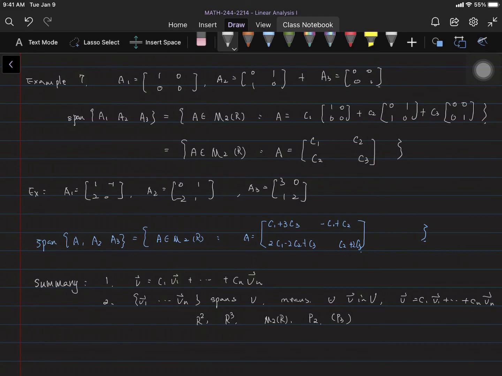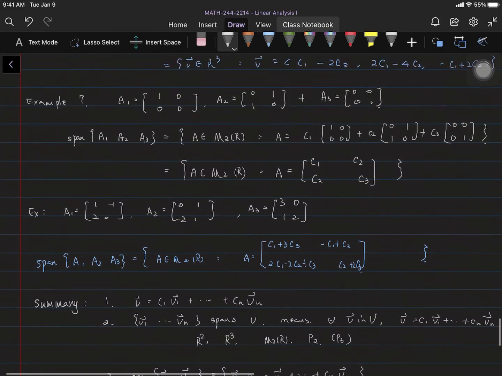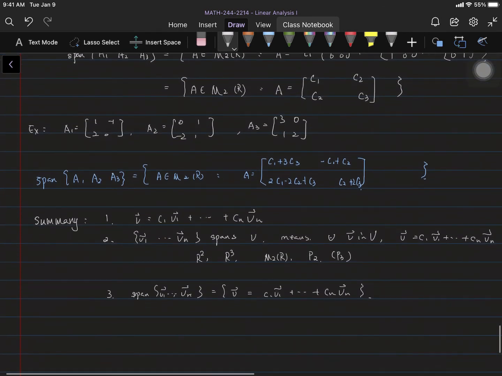We need to know how to prove whether there is a solution or not for C1, C2, C3. If there's a solution, meaning the linear combination exists, then they span. And then we learned the definition of C1 V1 through Cn Vn, just writing this down as a linear combination. And we have several examples, like 4, 5, 6. Okay, that's all we need to know for this section.